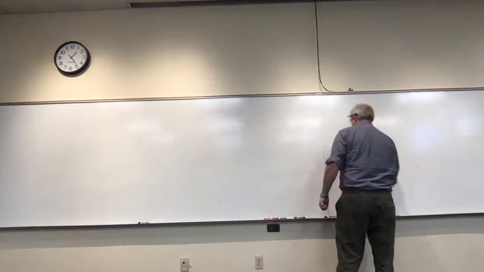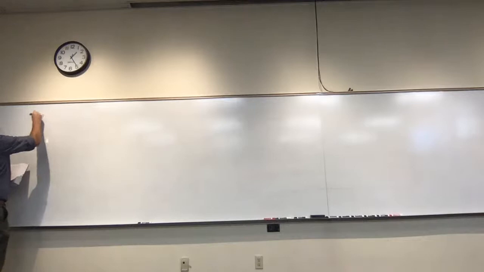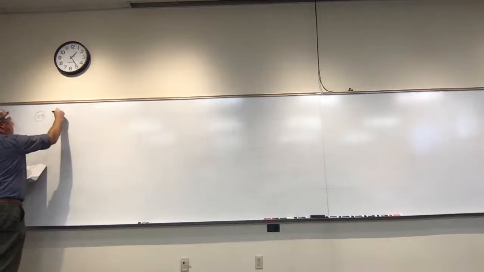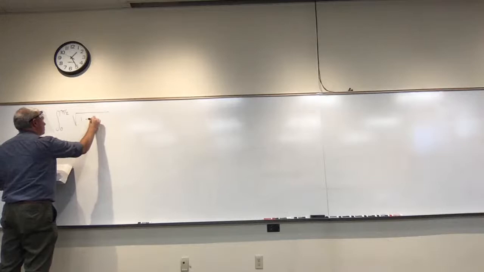Let's see, you said 59? Yeah. Okay. So 59. We have the integral from 0 to pi over 2 of the square root of 1 minus cosine of 2x dx.